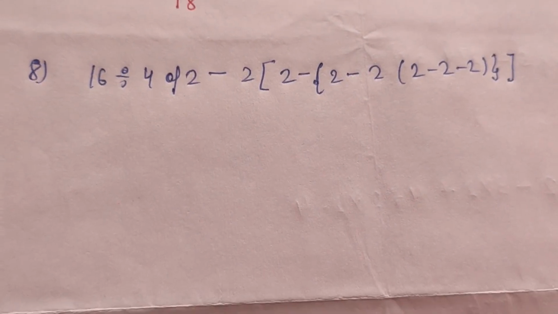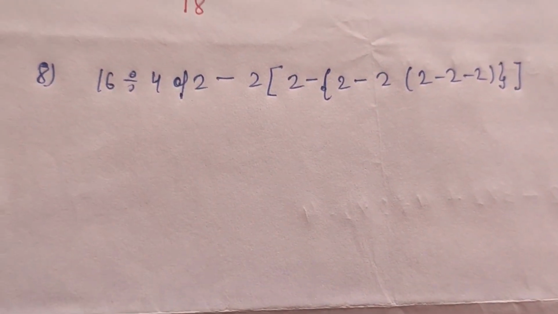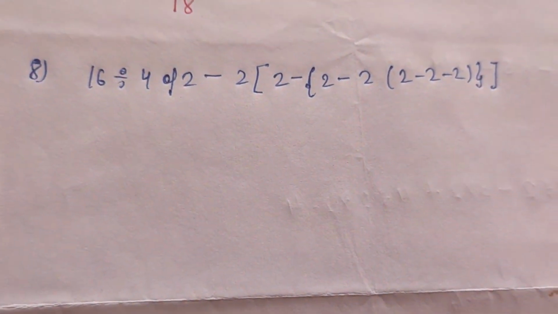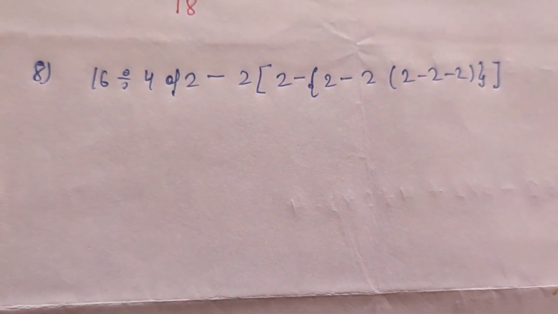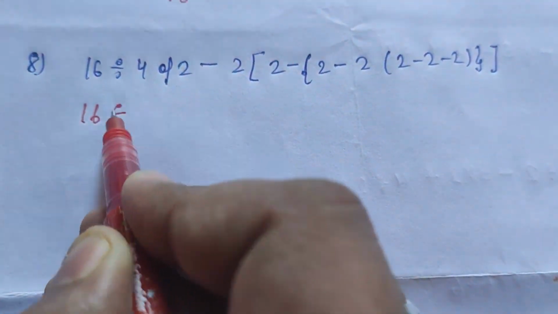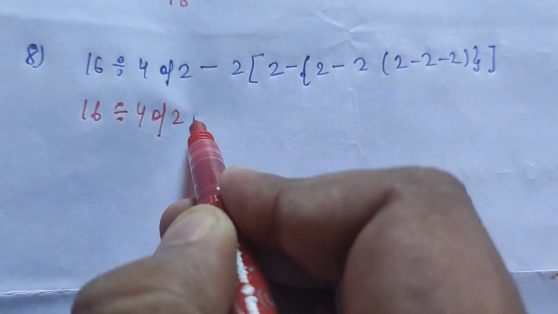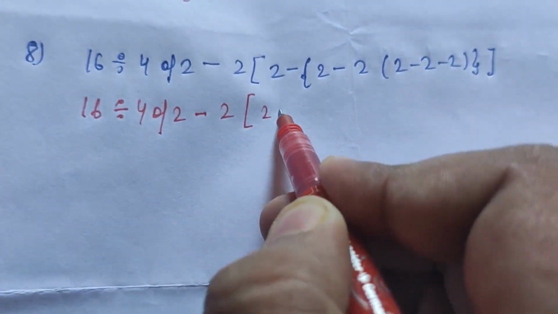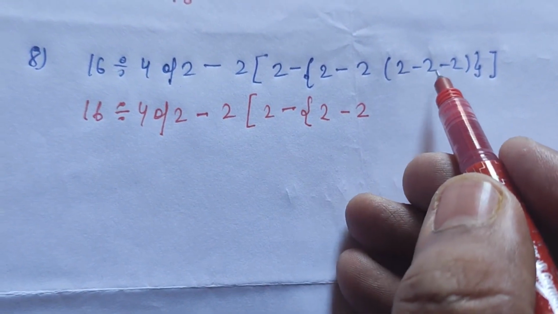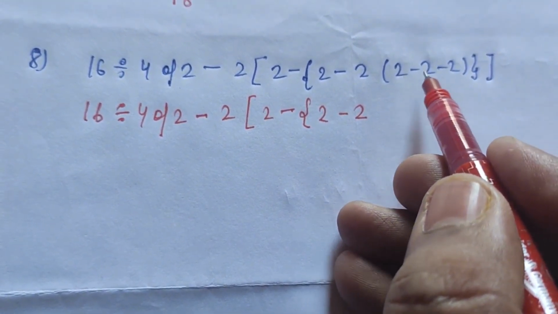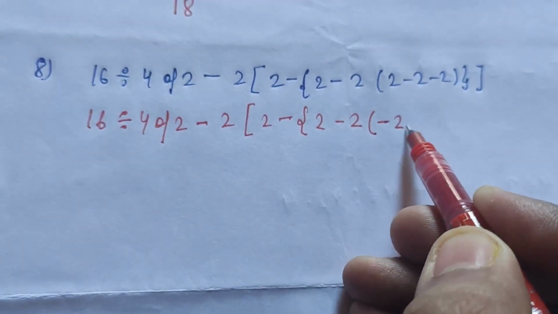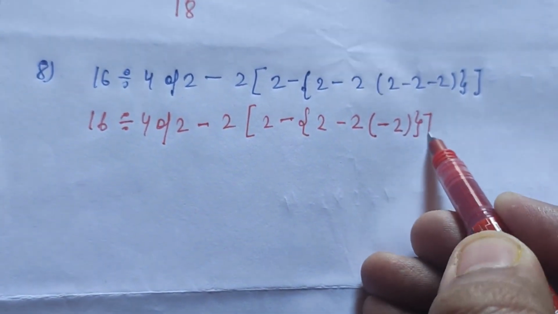Now bigger one, here you can see divide, off, and all types of brackets are there except bar bracket. We will solve first of all smaller bracket, and left will be written the same. Now here 2 minus 2 it will be 0, and 0 minus 2 it will be minus 2. So we will write here minus 2 in the bracket.